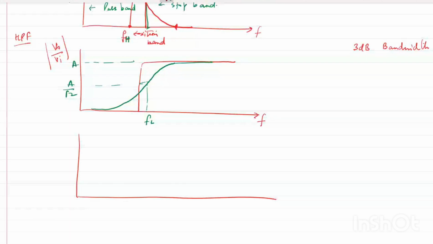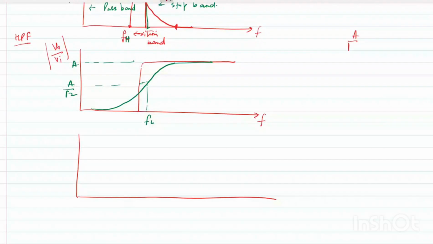Now what is A by root 2? Tell me, when the gain is 1 by root 2 times of the maximum gain, what is the power? Can anyone tell me what will be the power? I'm saying A by root 2. So when gain is A by root 2, that means your gain is A by root 2 times. That is your VO by VI is A by root 2.